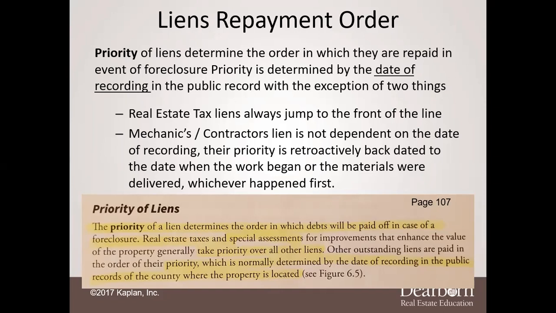Real estate taxes. There's two things certain in life, death and taxes. You will all die and you all got to pay your taxes. So in the event of foreclosure, who gets paid back first? Taxes jump to the head of the line. It does not matter what other liens are recorded before them. Taxes always jump to the head of the line, the head of the list. It's certain that they must be paid.